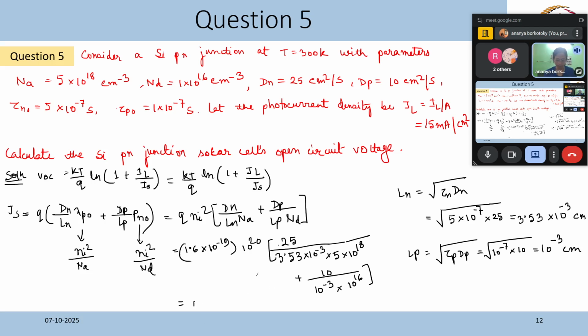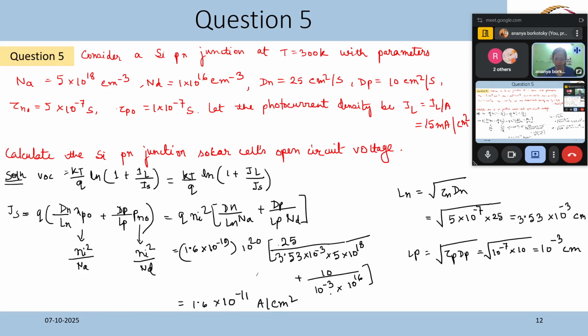This will be roughly 1.6 into 10 to the power minus 11. This is ampere per centimeter square.